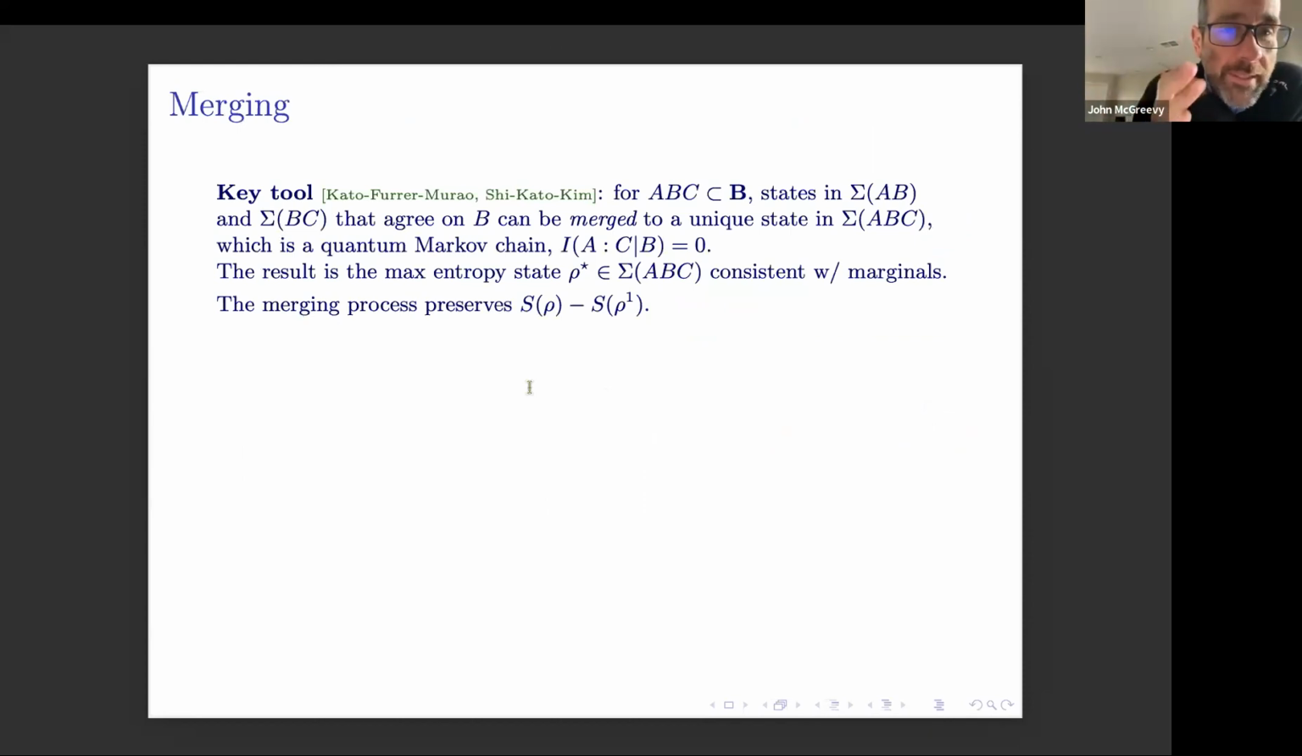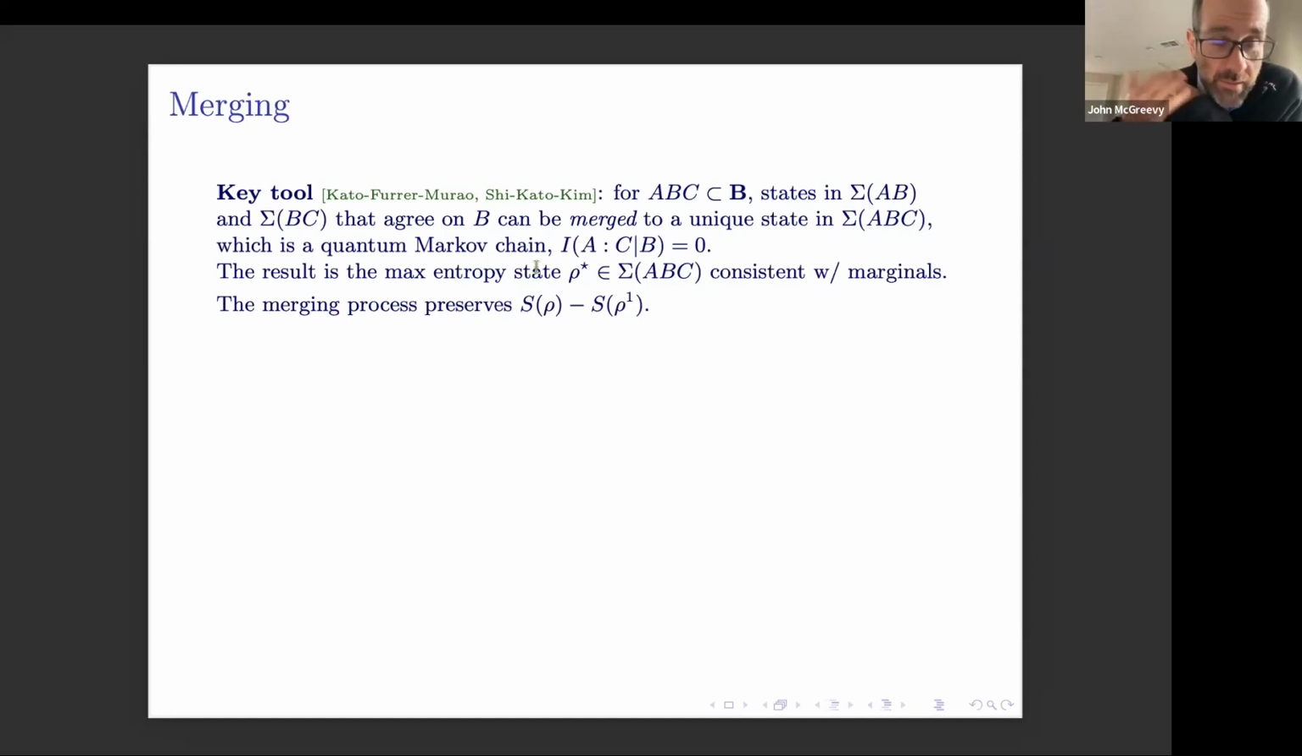All right, so a key tool in all of these results I've mentioned is this idea of merging. As I said before, in general, the quantum marginal problem is impossible. But if we know that the state is a quantum Markov chain, then given a state on AB and a state on BC, I can find a state on ABC. Moreover, these folks showed that if the state on AB is an element of the information convex set of AB, and the state on BC is an element of the information convex set of BC, then there's a state in the information convex set of ABC, which is the result of merging them. It's very simple. It's just the maximum entropy state consistent with the marginals.